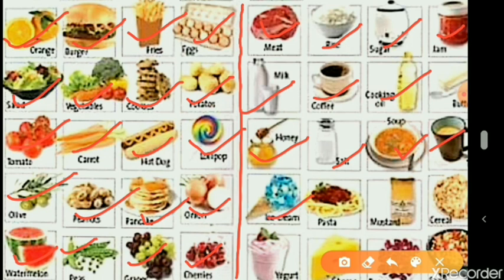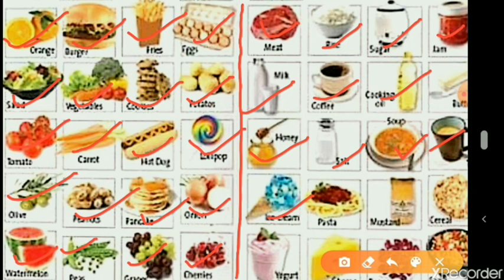Ice cream. We all are fond of eating ice cream, but when we go to the shop, we tell the shopkeeper, give me a brick of ice cream, give me a cone of ice cream, give me a cup of ice cream. But we don't tell him, give me one ice cream, two ice cream. Isn't it? So ice cream is uncountable.